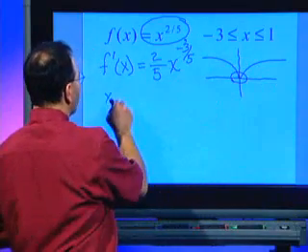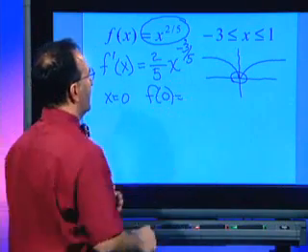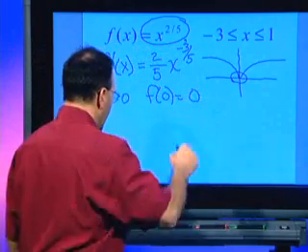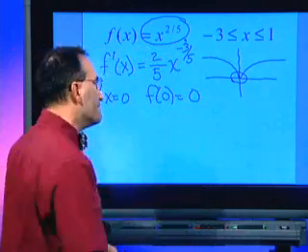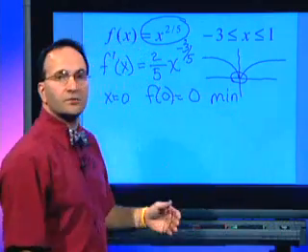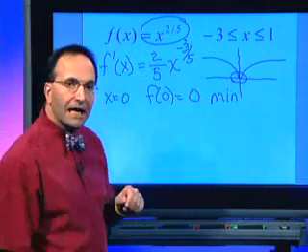Let's start with x equals 0. For x equals 0, f of x, of course, is going to be 0. And that's going to be a minimum point. And you can also see that from the graph that I drew. Now let's check out the endpoints.